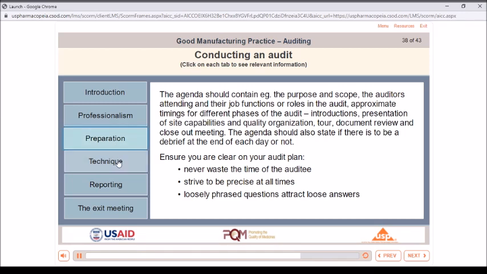Never waste the time of the auditee. Strive to be precise at all times. Loosely phrased questions attract loose answers.